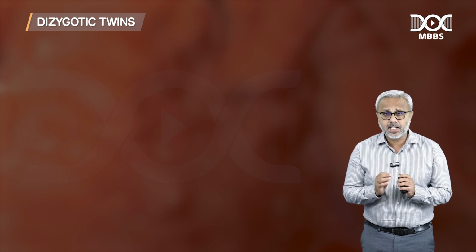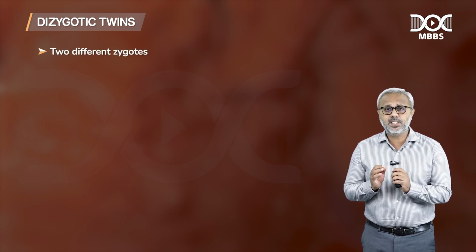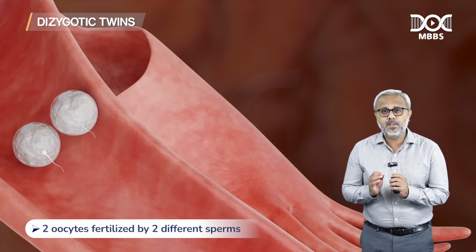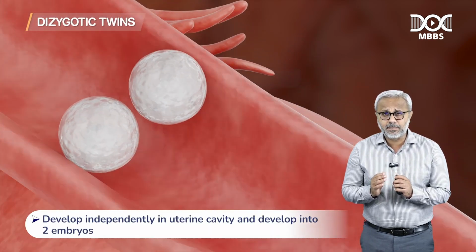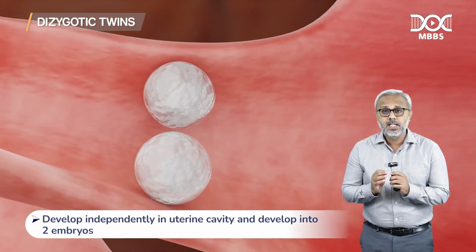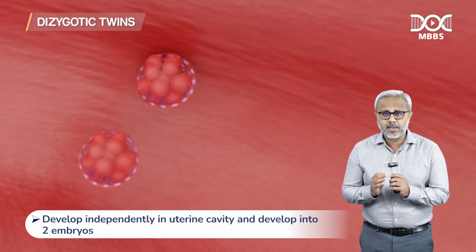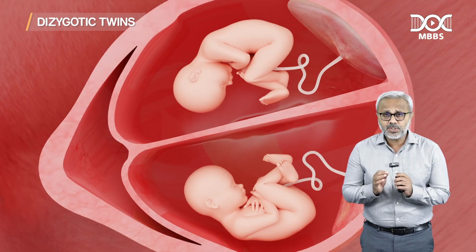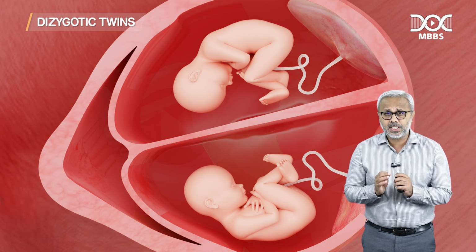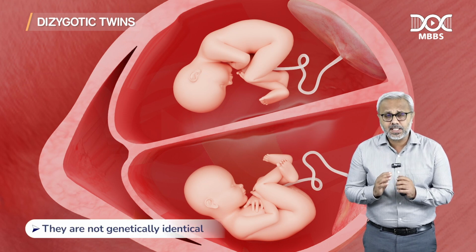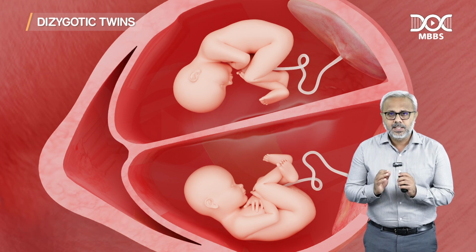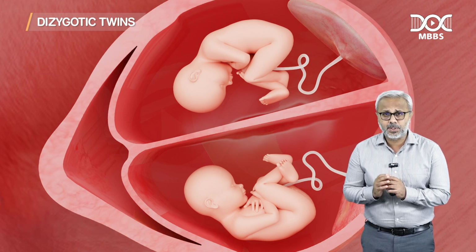What are dizygotic twins? As the name suggests, here we have two different zygotes. So, two oocytes which are fertilized by two different spermatozoa develop independently within the uterine cavity, giving rise to two embryonic discs and two developing embryos, right. So, dizygotic twins need not be genetically identical, and they are not genetically identical, even their gender or sex can be different. This is how dizygotic twins are produced.